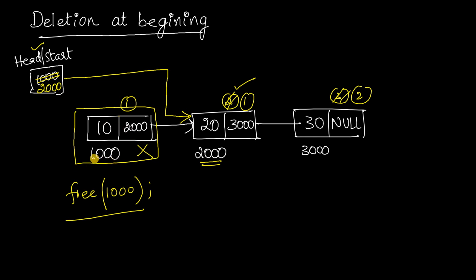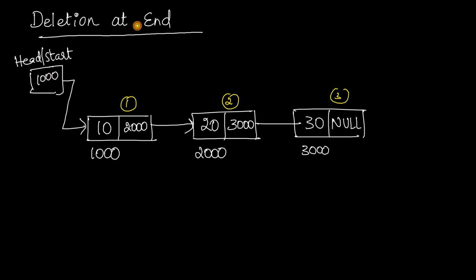some other nodes, right? The next operation is deletion at end. Deletion at end. That means at present you have three nodes and I want to remove this third node, which is the last node in the list. So what are the changes I have to make? Very simple. Go to the last but one node, that is the second node, and remove the 3000 here, which is the address of the last node. Remove the 3000 and place null here.